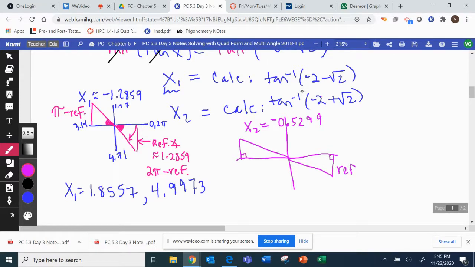Our reference angle would be 0.5299, the positive version of that. So I'm going to take 2 pi minus the reference angle here and pi minus my reference angle in the second quadrant. I'm just going to use my calculator for that. And I will get for my x2's 2.6117 and 5.7533.